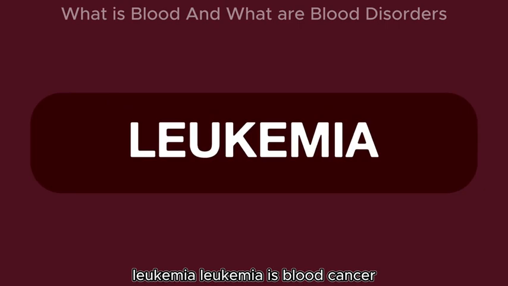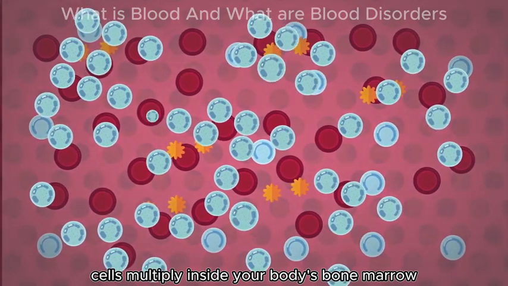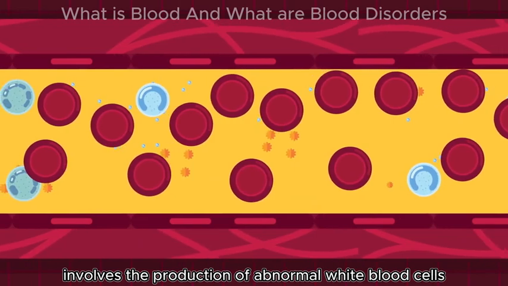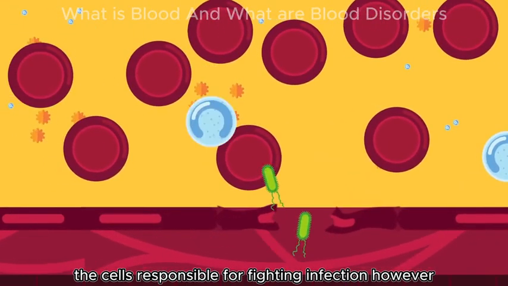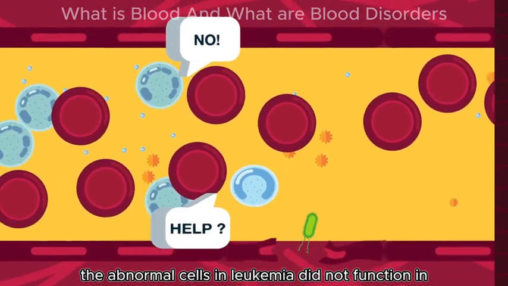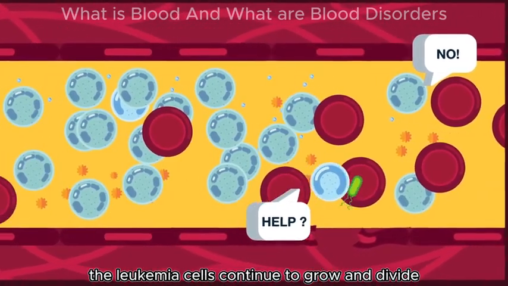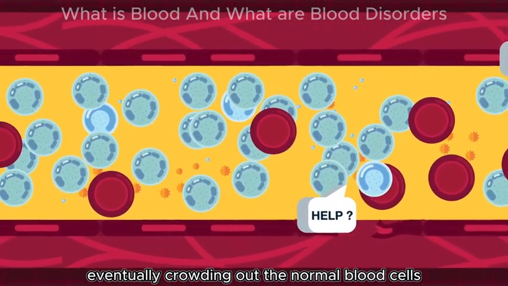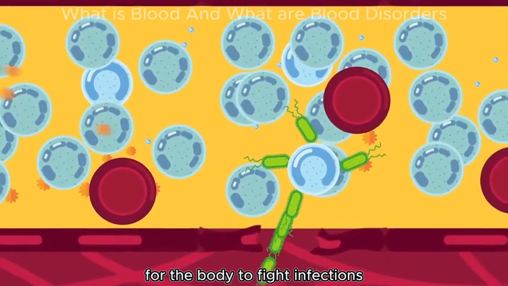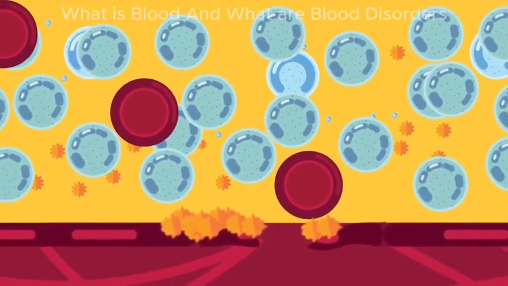Leukemia. Leukemia is blood cancer in which malignant white blood cells multiply inside your body's bone marrow. Usually, leukemia involves the production of abnormal white blood cells, the cells responsible for fighting infection. However, the abnormal cells in leukemia do not function in the same way as normal white blood cells. The leukemia cells continue to grow and divide, eventually crowding out the normal blood cells. The end result is that it becomes difficult for the body to fight infections, control bleeding, and transport oxygen.